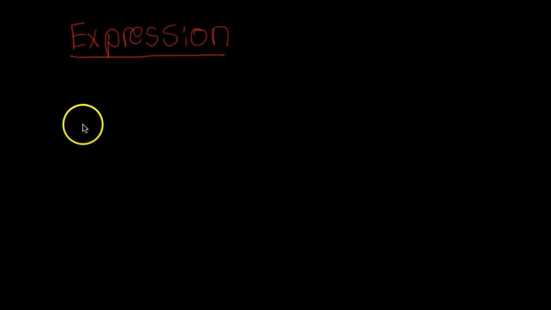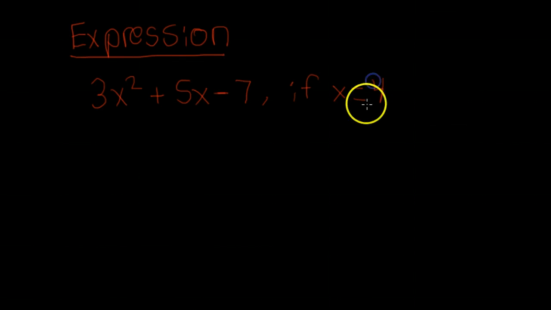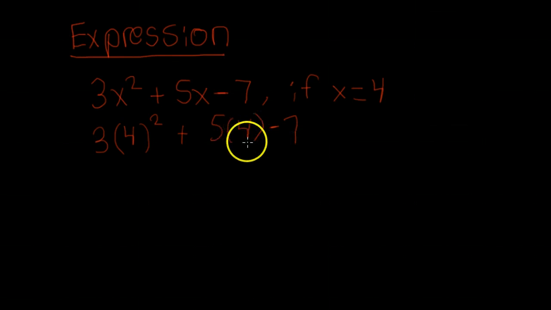Again, to find out what number the expression stands for depends on what number you plug in for the variable. So, for example, let's say we have the expression again, 3x squared plus 5x minus 7. Now, we're going to evaluate that expression if x equals 4. So, to do that, we're going to plug in 4 for whenever we see x. So, we're going to multiply 3 times 4 squared plus 5 times 4 minus 7. The parentheses stand for multiplication.